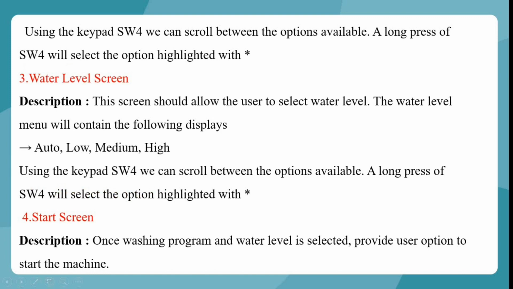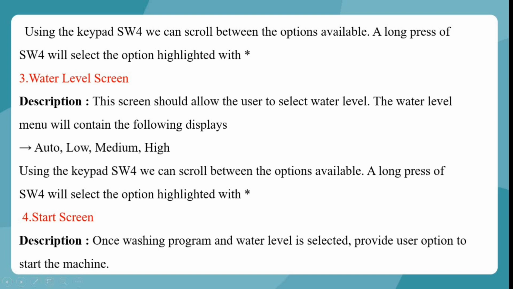Next, the water level screen. This screen should allow the user to select the water level. The water level menu will contain the following options: auto, low, medium, high. Using keypad switch 4, we can scroll between the available options. A long press of switch 4 will select the option highlighted with an asterisk.